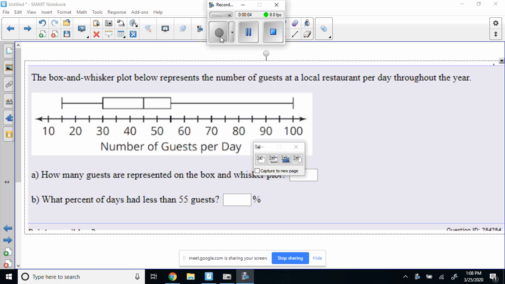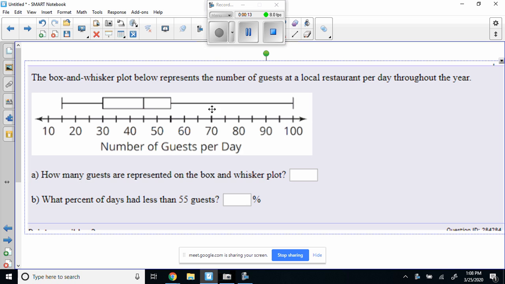Okie dokie. So this is problem number 26 off of the Box and Whisker Central Tennessee homework. And the question is, the box represents the guests of a local restaurant throughout the year. How many guests are represented on the Box and Whisker plot? Well, how many are they? How many guests are represented? That would be 100 minus 15, and that would be 85. So that's 85 there. You agree?